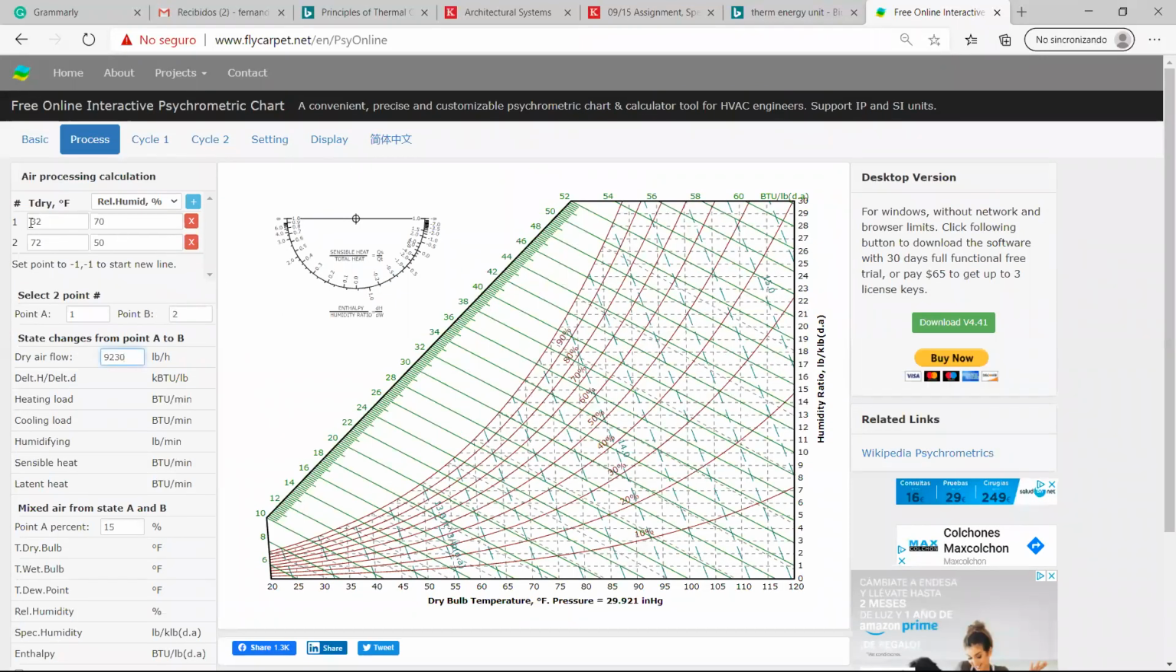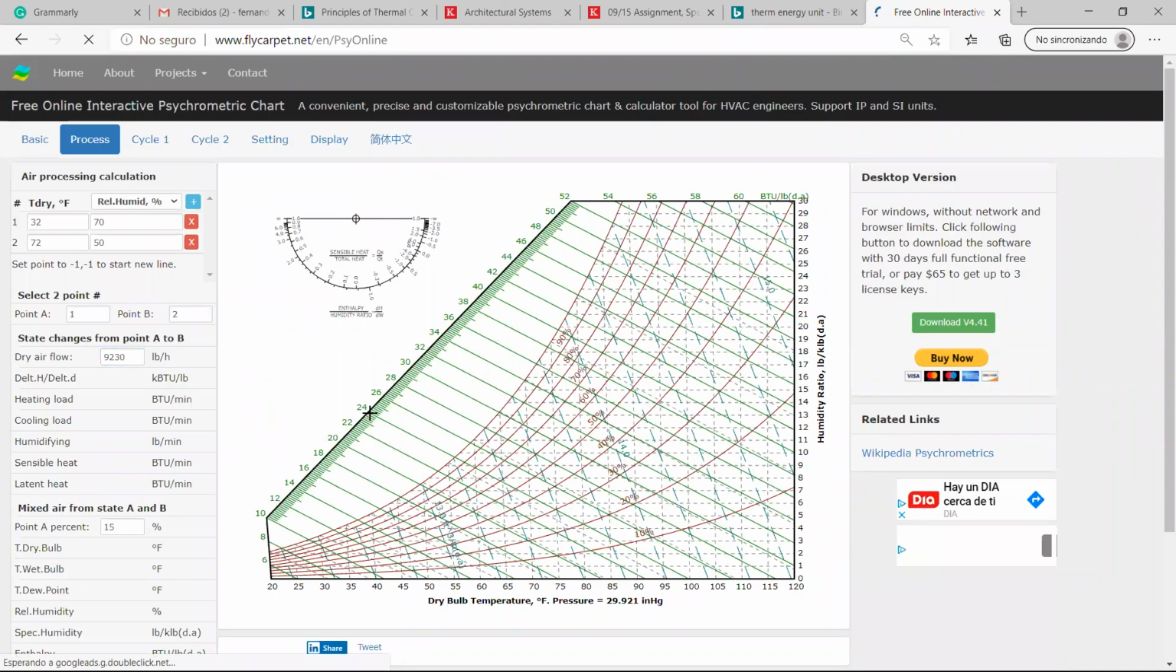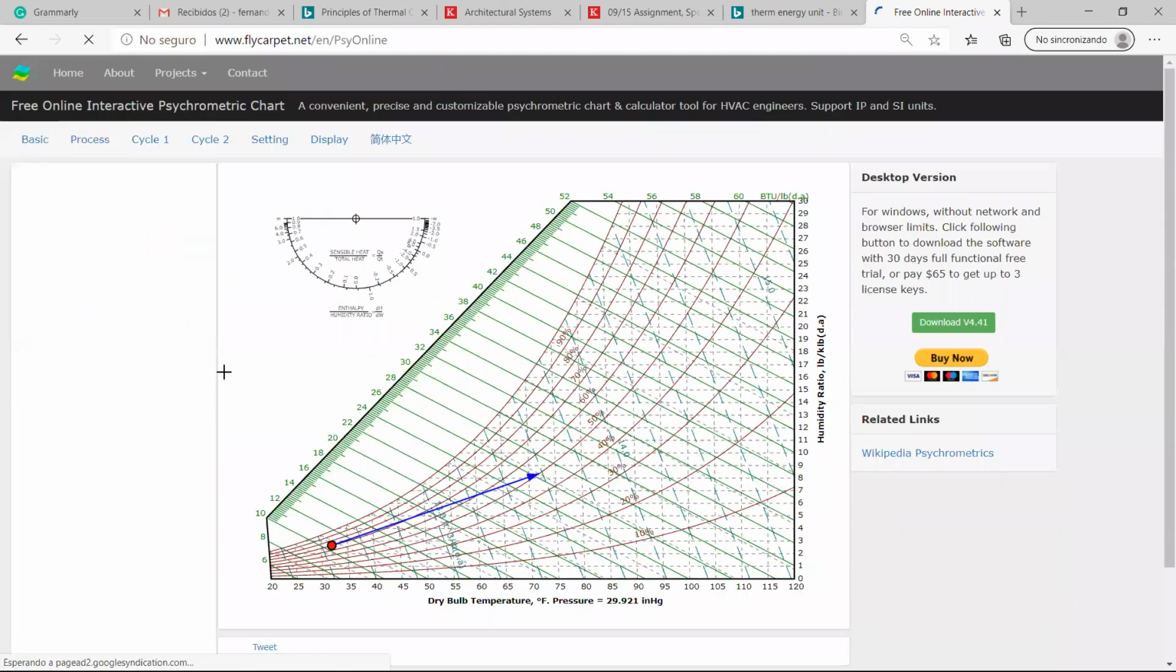So first, I need the outdoor conditions. Second, I need the indoor conditions. Third, I need the airflow, but the airflow in pounds per hour. Why isn't this guy using cubic feet per minute? I don't know, but he's using pounds per hour. Okay, so we have to convert units, and now we submit. Oh, we have to click here, compute and draw processing line, submit again.